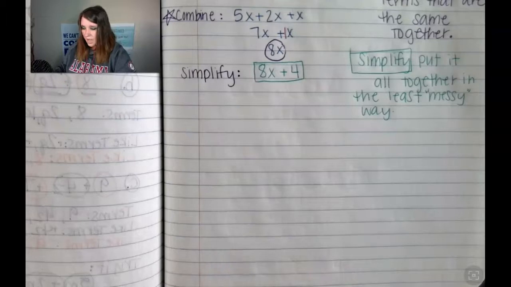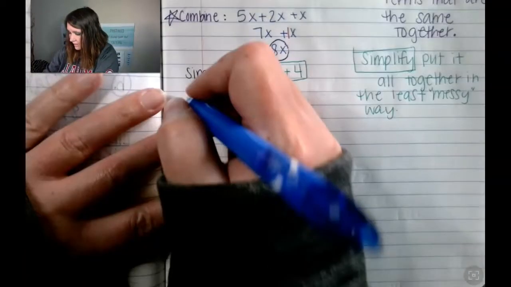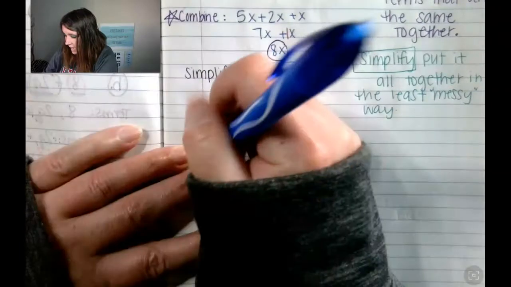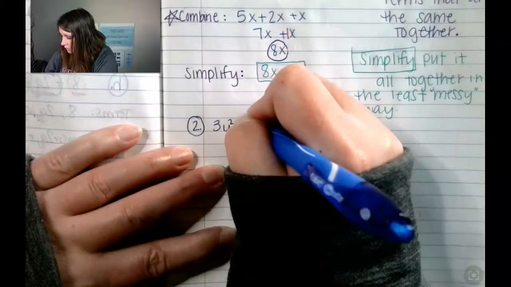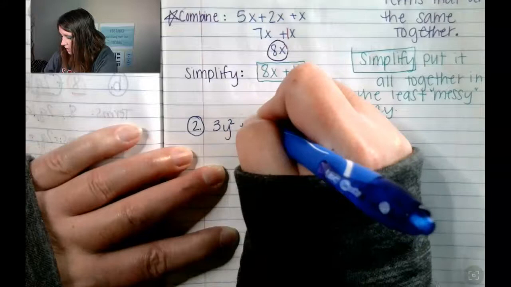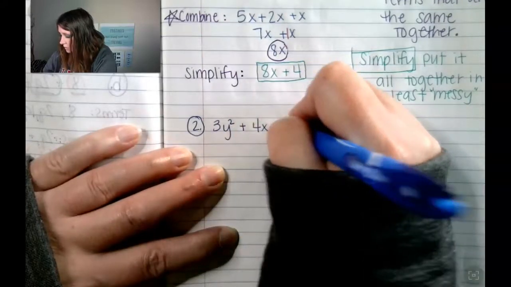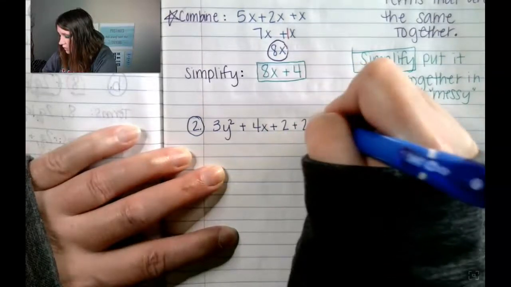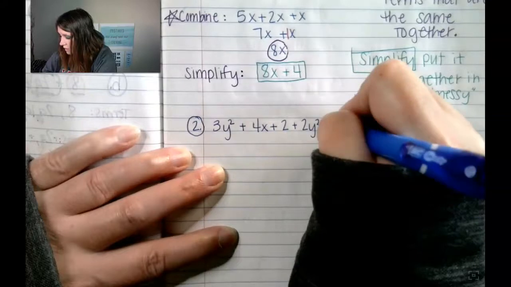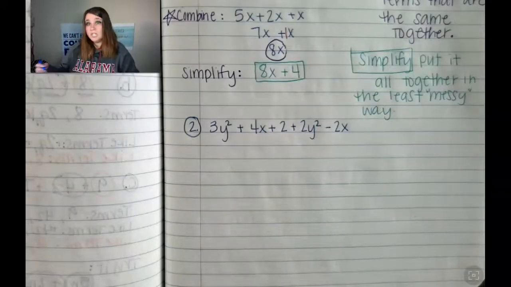All right, so how do we combine like terms? Here's another example. Let's say I have 3y squared plus 4x plus 2 plus 2y squared minus 2x. Ooh, that's a big one. But we can totally do this.